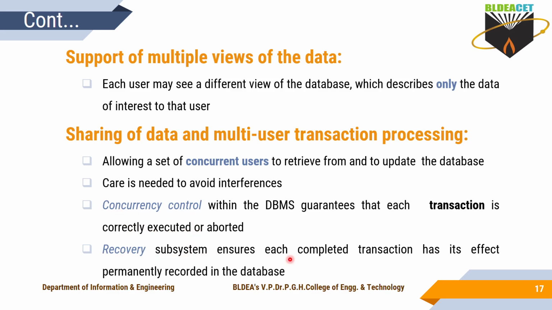Recovering subsystem ensures each completed transaction has its effect permanently recorded in the database. Whenever you make a transaction, after completion of that transaction, all the data is stored permanently in the database. If any problem occurs, the system crashes, or power goes off, then the DBMS will ensure that the data will be recovered, with the support of the subsystem here. So these are some of the characteristics of the database. I hope you got this one. Okay. Thank you.